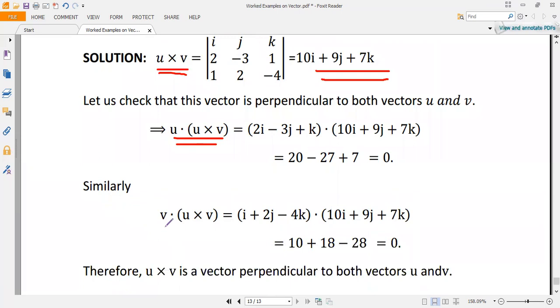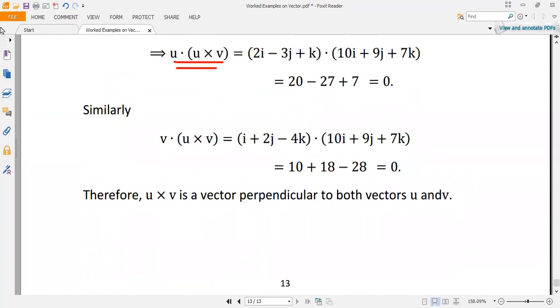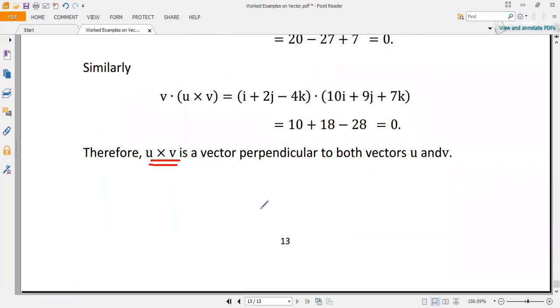And similarly, v dot u cross v is i plus 2j minus 4k, dot 10i plus 9j plus 7k. So 10, 2 times 9 is 18, minus 4 times 7 is minus 28. So 10 plus 18 is 28, minus 28 is 0. So clearly the cross product of two vectors is perpendicular to both vectors.